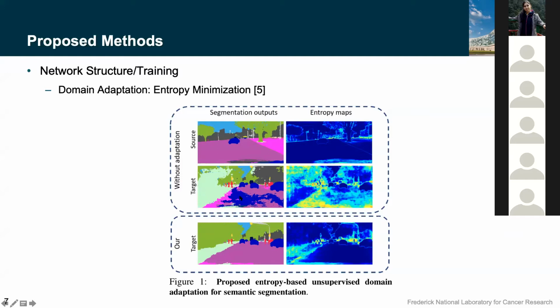Their main idea was to lower the entropy of the prediction map, which is shown on the bottom left. Entropy basically means the randomness of the prediction. So the randomness of the prediction gets lower, and that will lead to a cleaner prediction.